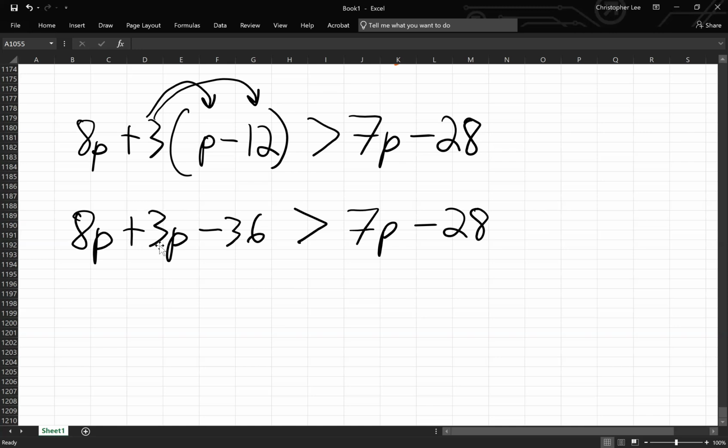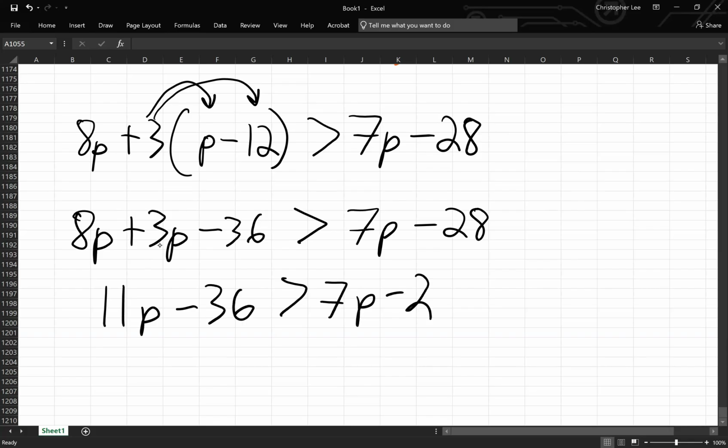Great job. After that, what I want to do, I want to combine like terms. So what are the like terms here? 11P minus 36 is greater than 7P minus 28. Let me try that again. Okay, you guys lead the way. Tell me what to do. There's no wrong answers here. Sure. So how do I move the 7? Tell me what to do.